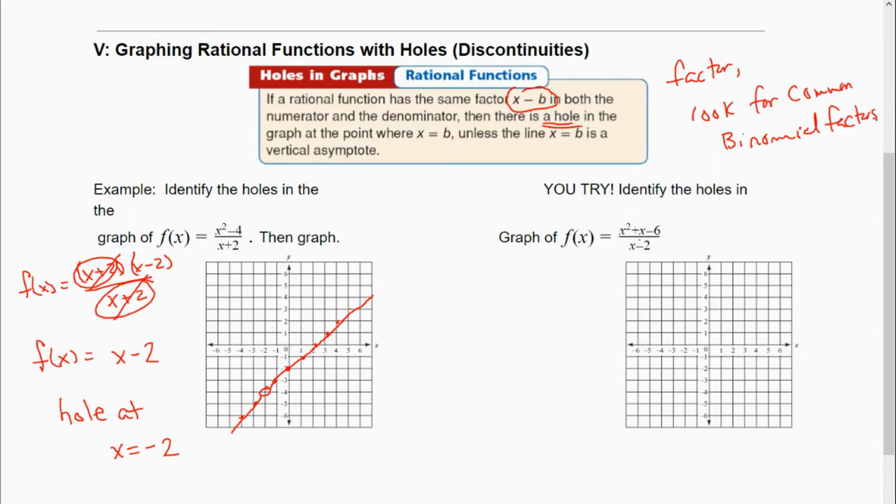Let's do this other one. Okay, it says you try it. I want you to factor, see if anything cancels, figure out if there is a hole, where it is, and create the graph. All right, let's do it. All right, take a look. How did you do? Here I have a common factor of x minus 2. That leaves me with x plus 3 as my function, which has a hole at x equals 2. All right, that concludes our lesson.